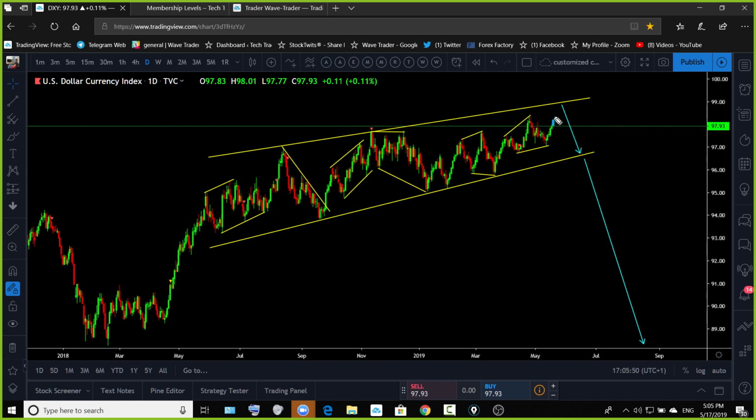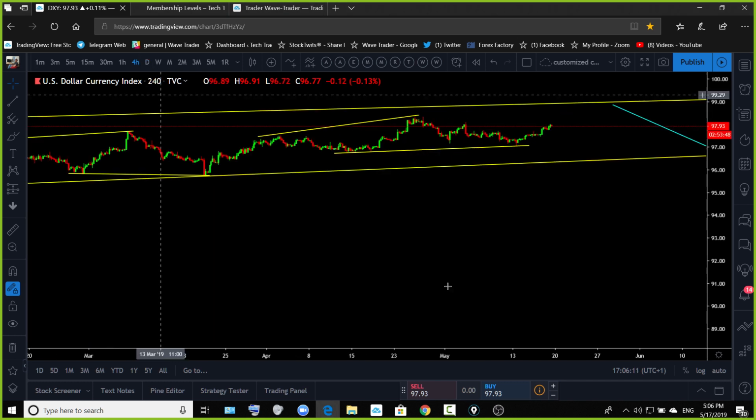Price can still push a couple more cents up, and this is what we are looking for: either another correction and then go higher, or a longer term reversal that goes all the way back to that bottom. Nothing new on the dollar index, it is the same.